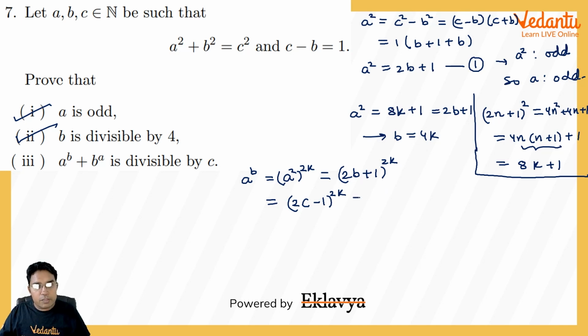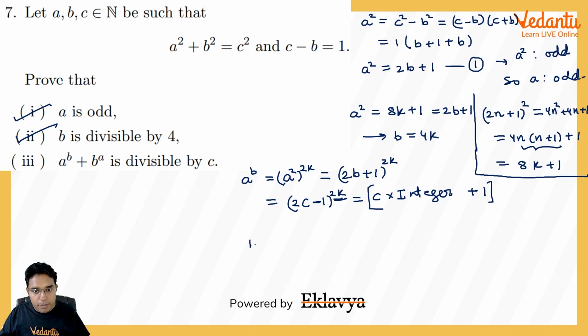So if you expand it binomially, or otherwise, you can see this will be c into some integer plus, in the end, there will be 1. Yes or no? We can use the concept of congruence modulo also. This is an even power, so the last term will come with a plus sign.